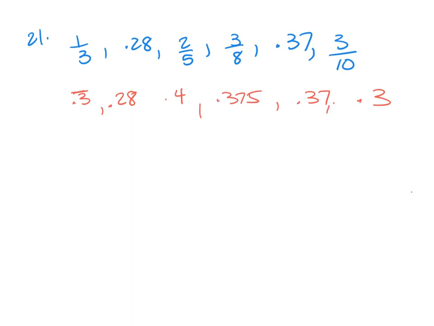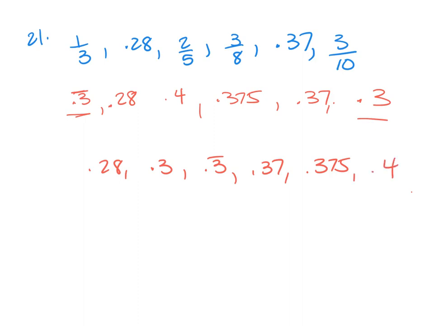The thing they want to mess you up on is this one and a couple of the other ones. So the smallest here is 0.28. The next one is 0.3 plain. The next one is 0.3 repeating. The next one is 0.37. 0.375 is slightly bigger than 0.37. And then 0.4. Got it?